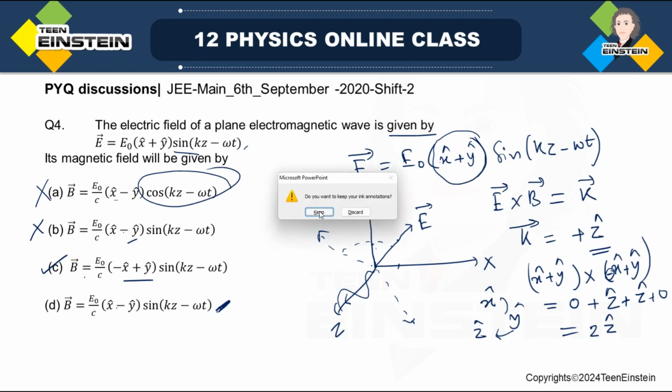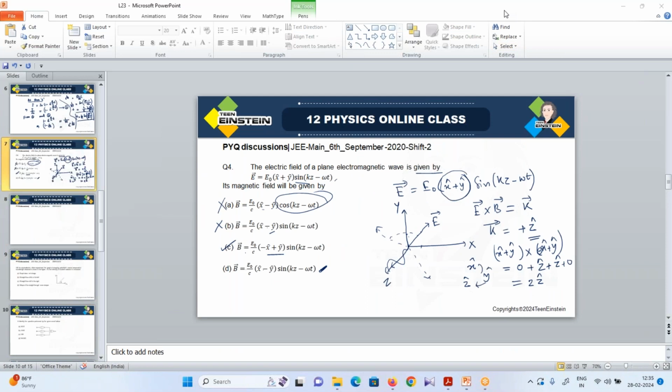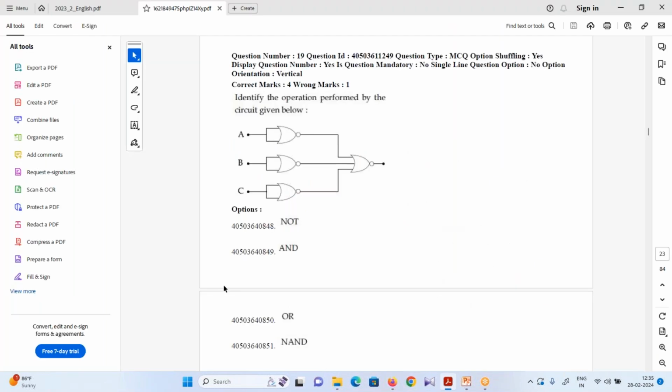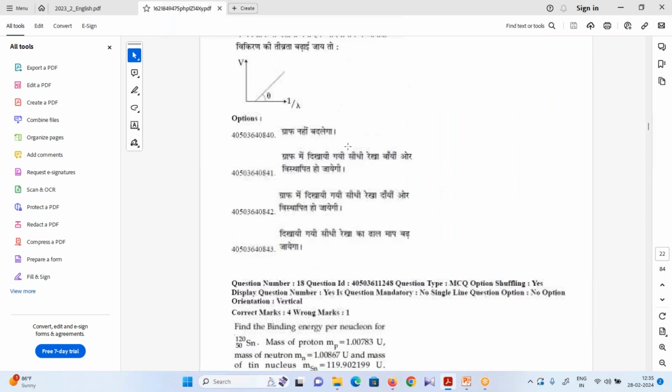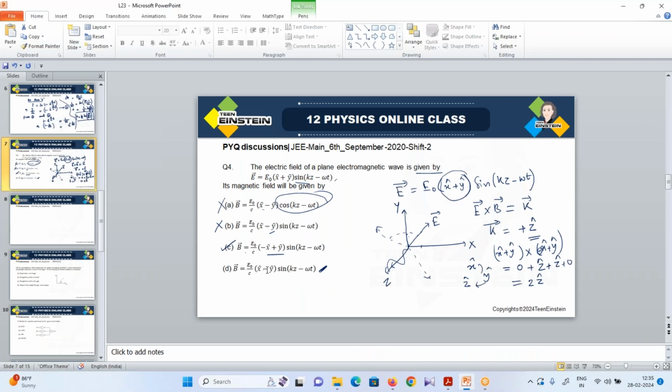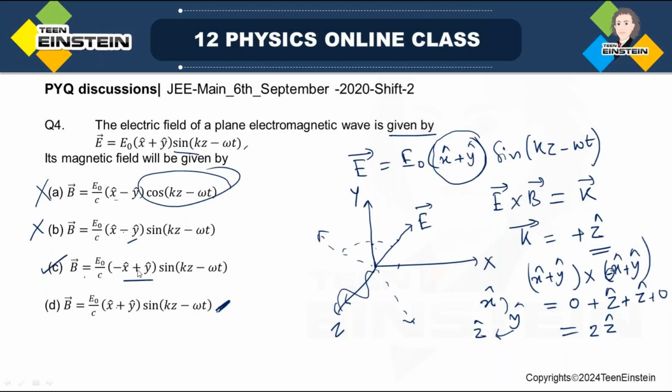Let me see what the correct last option was. I think I have this here. Oh yeah, I have this question here. Let me cross check. Yes, the last option was this. This is minus, plus. This should be plus actually. This should be plus x plus y. This should be a plus sign over here. So anyway, we have got the right answer here. Option C will be the correct answer. All right, so option C will be the correct answer over here.